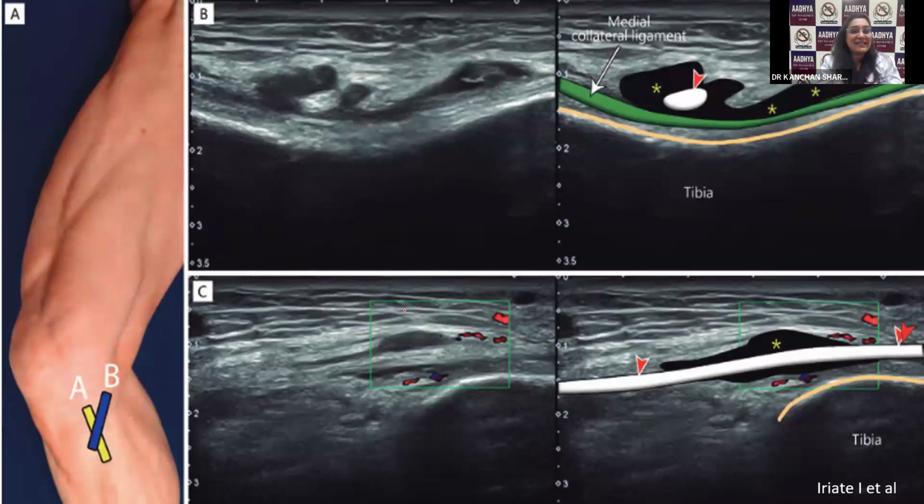Then this was the pes anserine. I have told you the alphabet E. So this you will be able to see very nicely. If there is any enlargement of this, if there is fluid in this bursa, you will be able to see it definitely. Never, never, ever you will be wrong. Bang on you will be, okay?